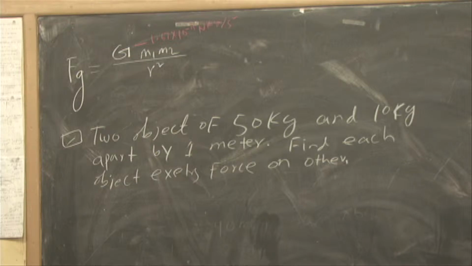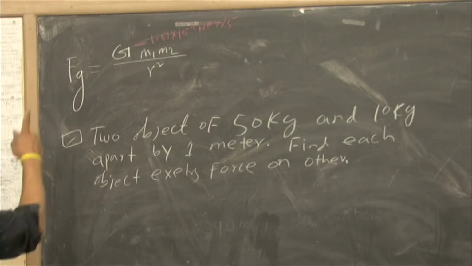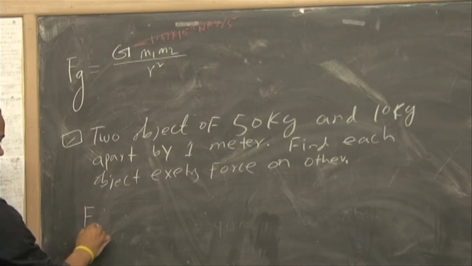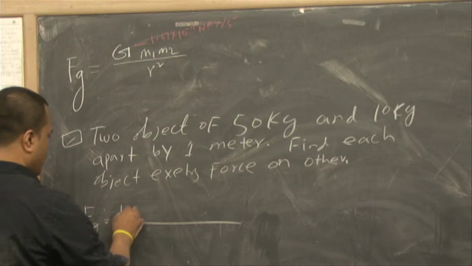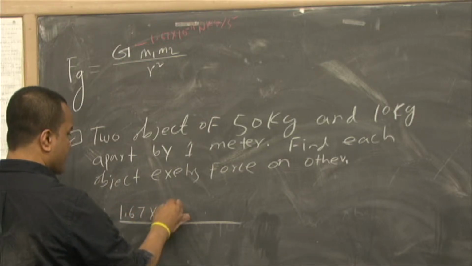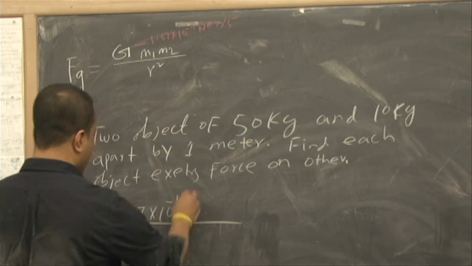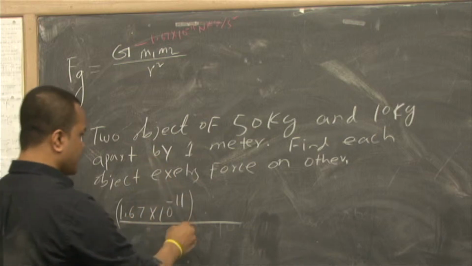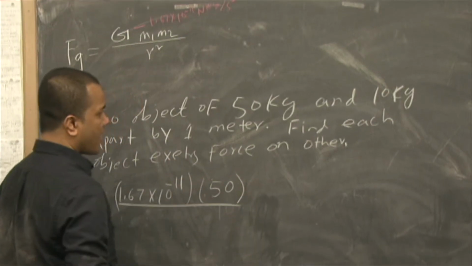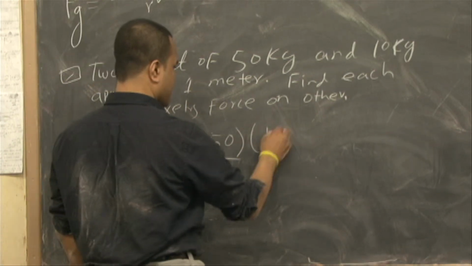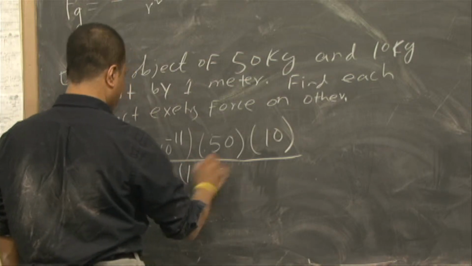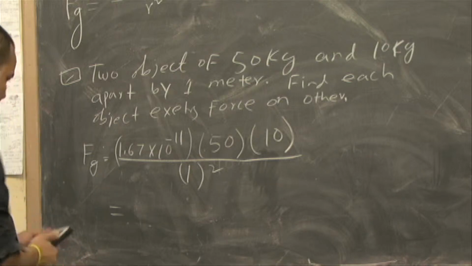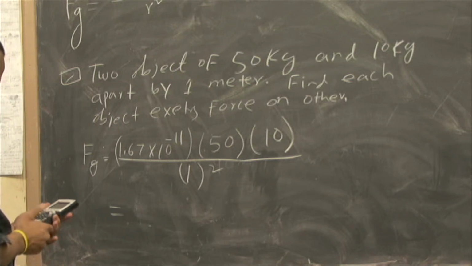So what do you think? How are we gonna solve this question? Let's see. So the force due to gravity is, we have our gravitational constant, 6.67 times 10 to the negative 11, and then we have 50 kg, and then we have 10 kg, and they are apart by 1 meter, so 1 square. So let's use a calculator and let's see.